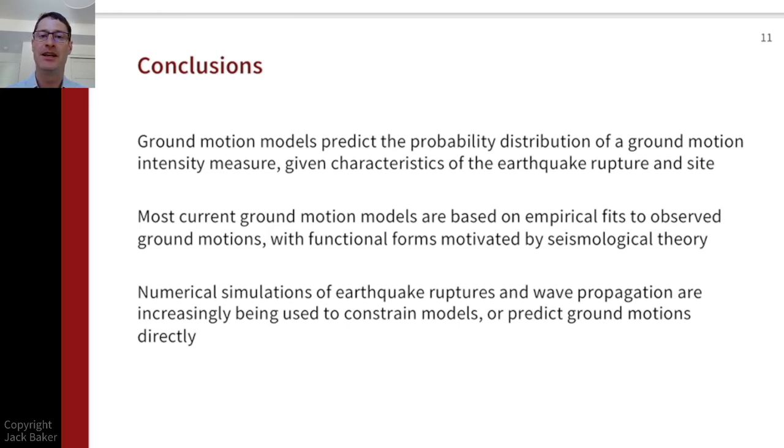So if we produce a suite of rupture simulations and wave propagation simulations, we can use that directly to try to infer probability distributions of ground motion intensity. So that's chapter 5 of the book, not covered here, but I just wanted to mention it briefly for your general awareness that that's another technique that's not in widespread use yet today, but is growing quickly in popularity. Okay, so that wraps up our introduction to ground motion modeling.